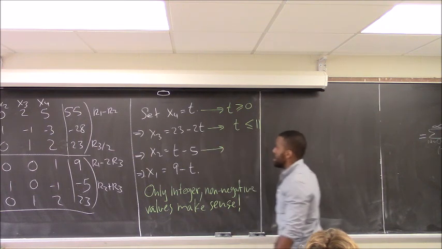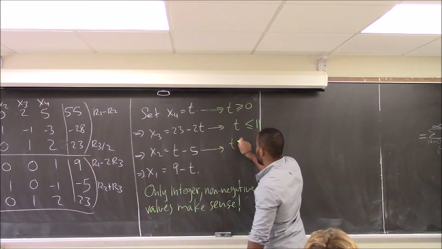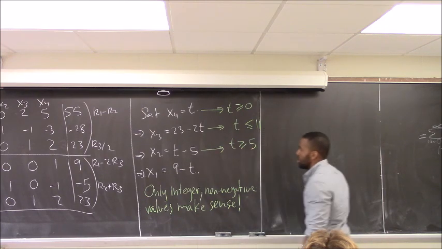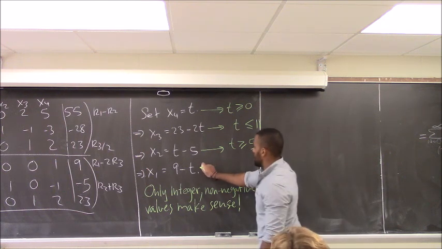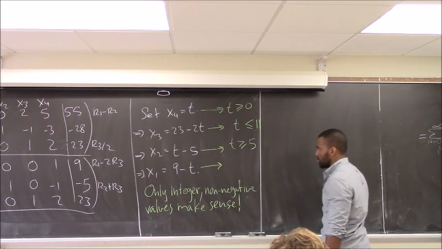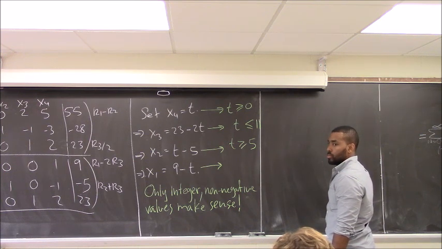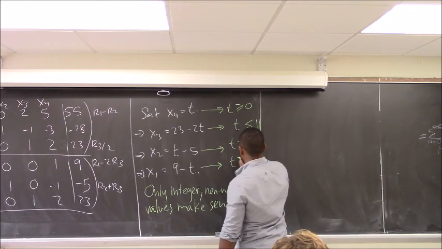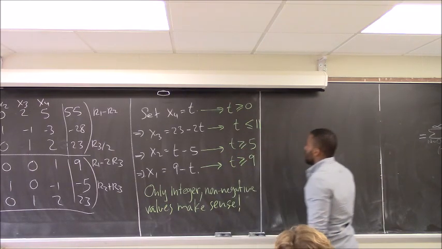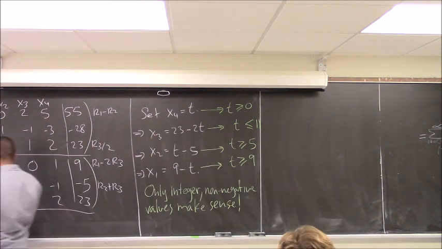Here, I get that the t minus 5 must be positive, so I also get that my t must be at least 5. And what do I get from here? t must be at most 9 as well. So putting all these restrictions together, what do we get?